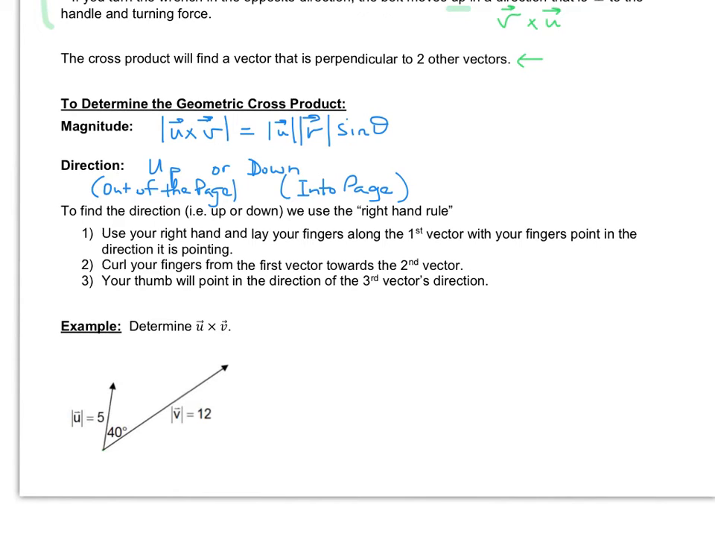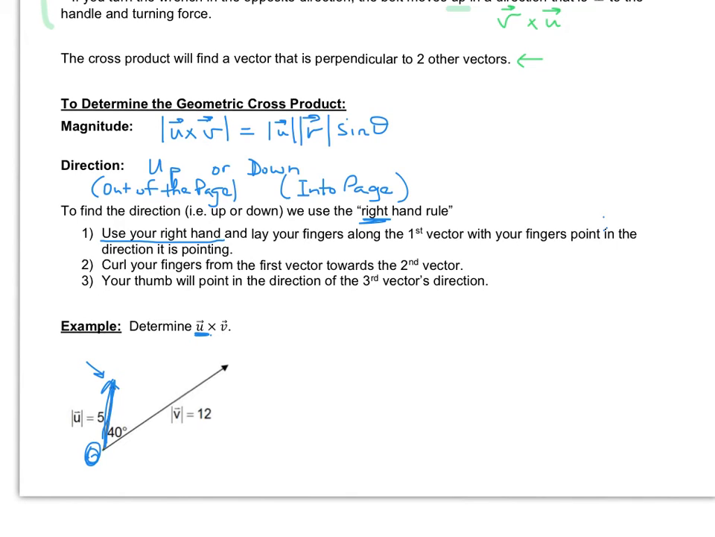It's difficult to show you what's happening here with that right hand rule. The key is you have to use your right hand, so you have to know which hand is right and which one's left. You're going to use your right hand to lay your fingers along the first vector with your fingers pointing in the direction it is pointing. So if I want, I'm just jumping to the example below, if I want U crossed with V, I'm going to lay my fingers along here. My fingers are going along here, and the end of my fingernails should lie here. So this would be more like where the palm of my hand is going to be.